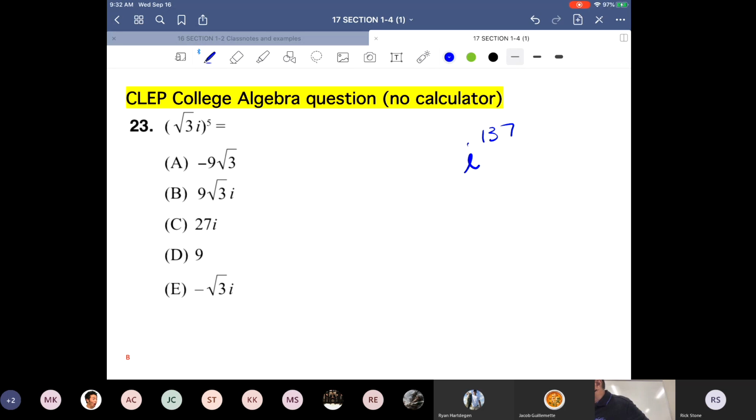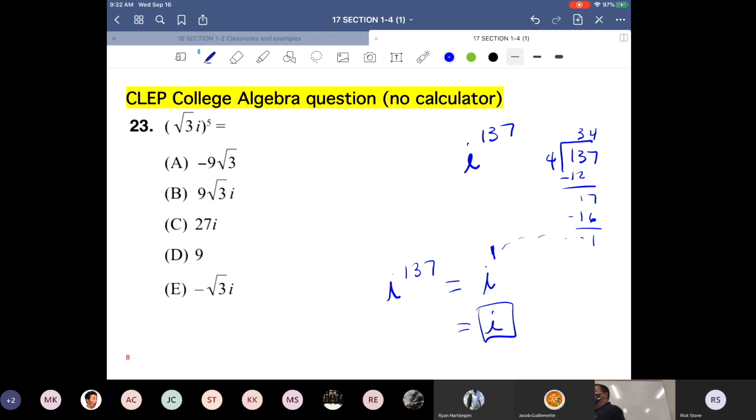We're going to take the power, 137, and we're going to divide by 4. Why 4? Because i to the 4th power is 1. So every single time that 4 goes into 137, it would end up being an i to the 4th power, which is 1. So if I divide that, that's going to be a 3, which is going to be a 12. When I subtract, I get 1. Bring down my 7, that would be a 4. So that would be 16. Subtract and get 1. So i to the 137th power is equal to i to the 1st power, whatever the remainder is. And we know i to the 1st power is just i. So there's a little shortcut.